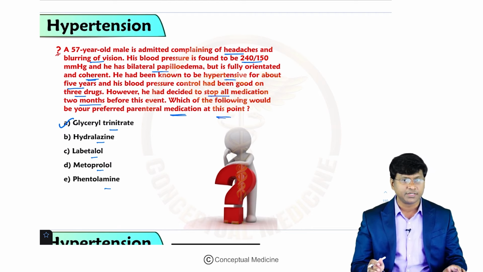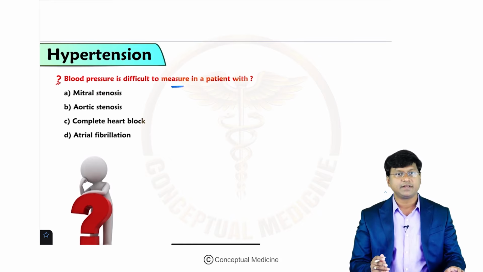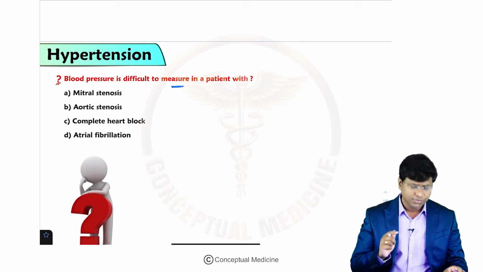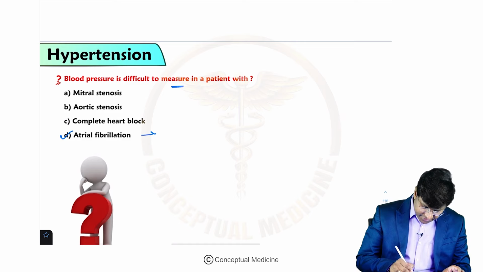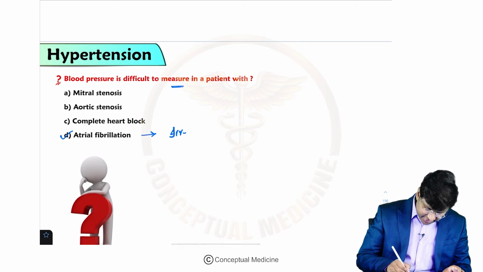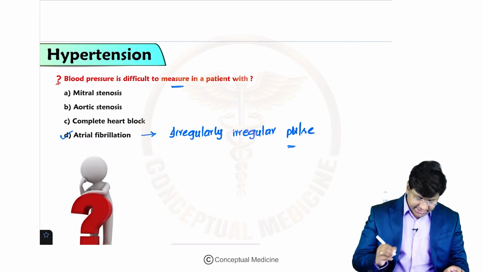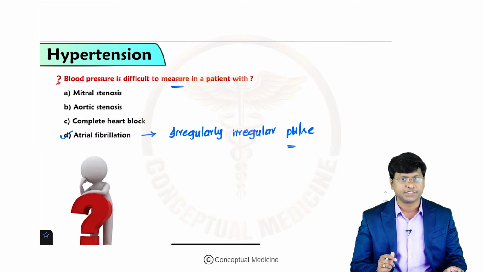Next, you see another important clinical scenario. Blood pressure is difficult to measure in a patient with mitral stenosis, aortic stenosis, complete heart block, or atrial fibrillation. So in patients with atrial fibrillation, it is difficult to measure. Why is it difficult to measure? Because this individual has an irregular pulse. So it is difficult to measure the blood pressure in this individual.